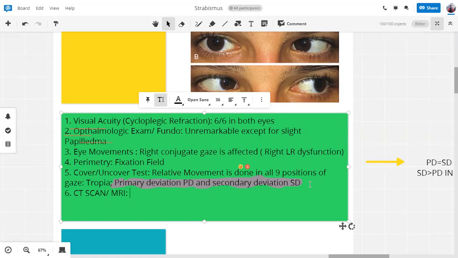When we perform the CT scan and MRI, we look for an SOL, space occupying lesions in the subarachnoid space. ठीक है? The SA space or impeding space. Yes. What else can you do?